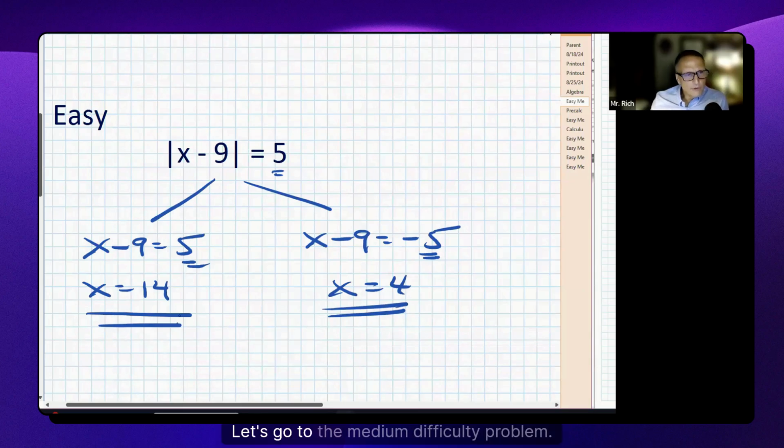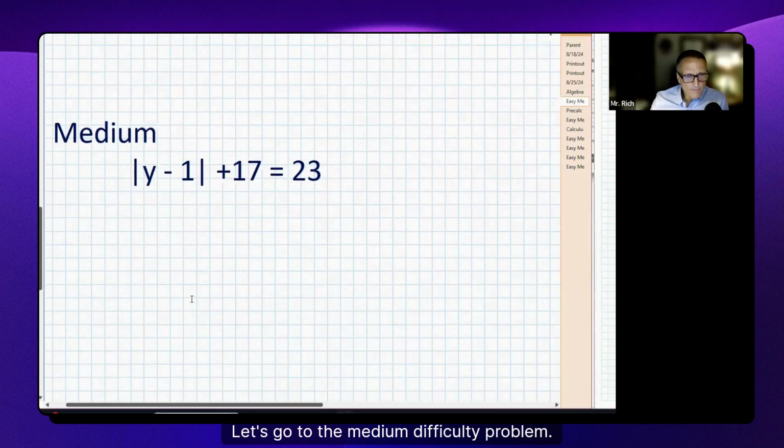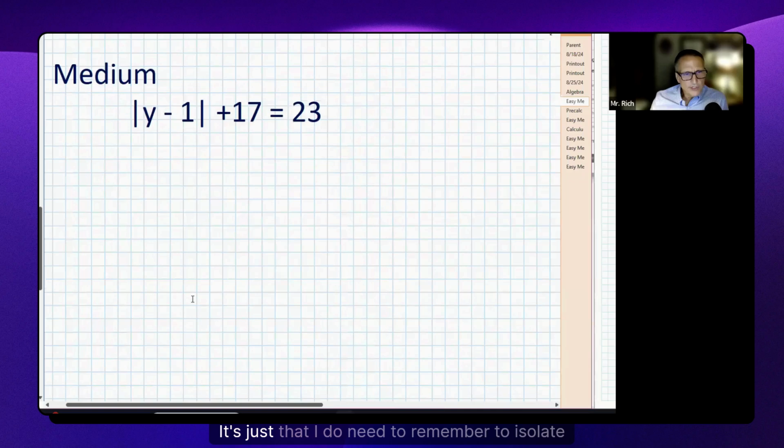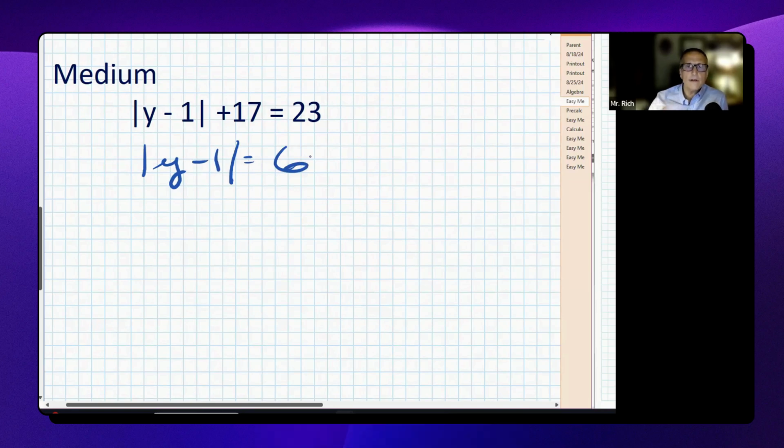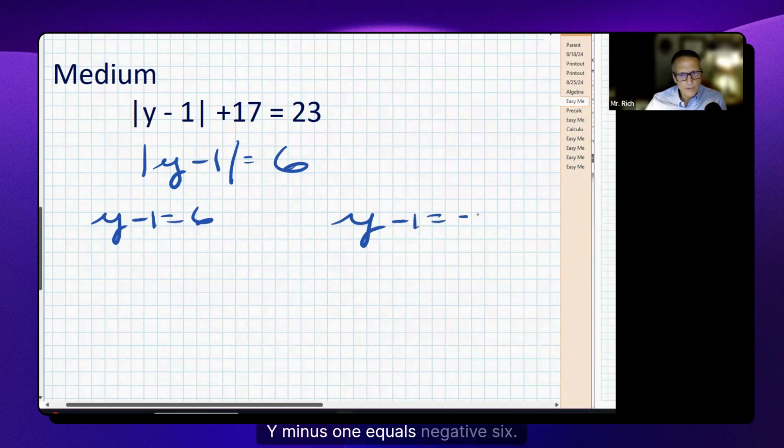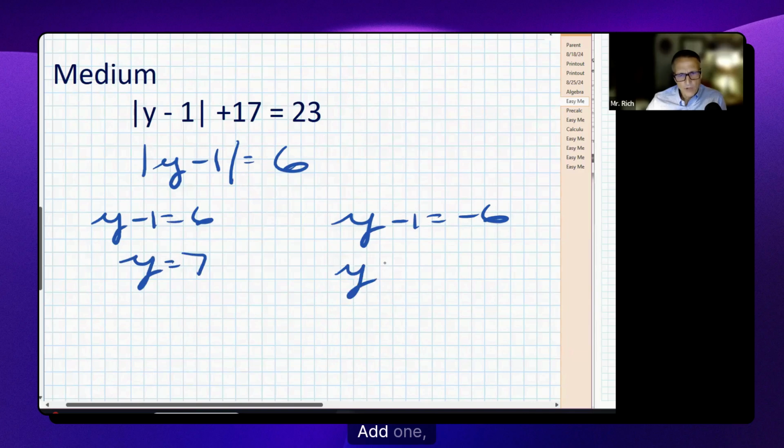Let's go to the medium difficulty problem. This isn't much more difficult. It's just that I do need to remember to isolate the absolute value portion. So I'm going to subtract 17 before I split into the two cases. So when I subtract 17 from both sides, I'm going to get a 6 over there. Now we go to the two cases. Case number 1, y minus 1 equals 6. Case number 2, y minus 1 equals negative 6. Add 1, we get a 7. Add 1, we get a negative 5.